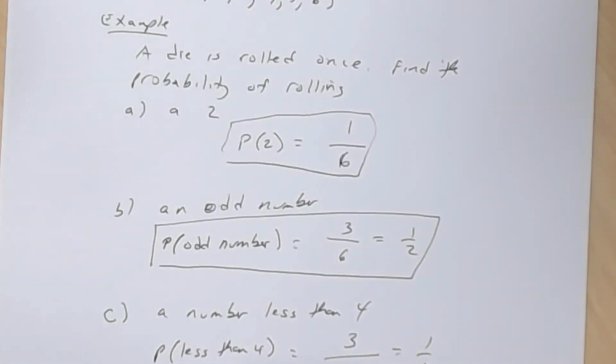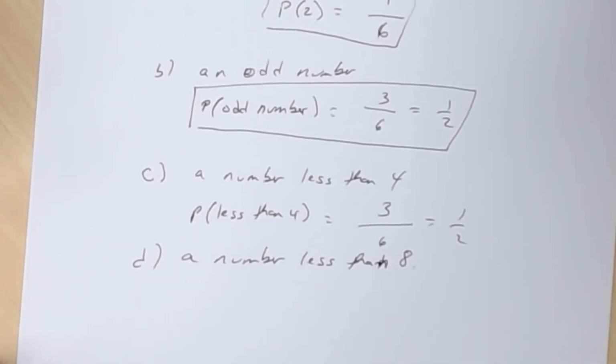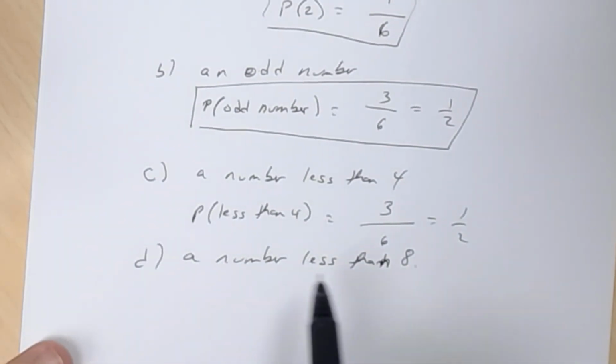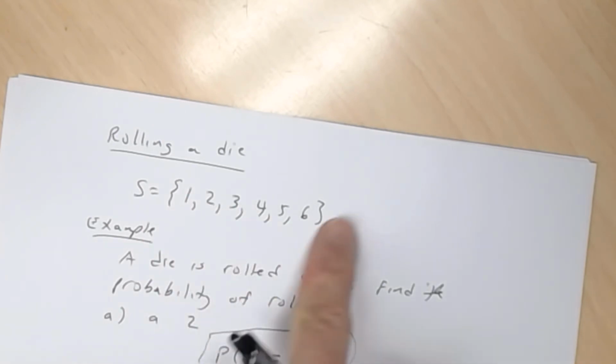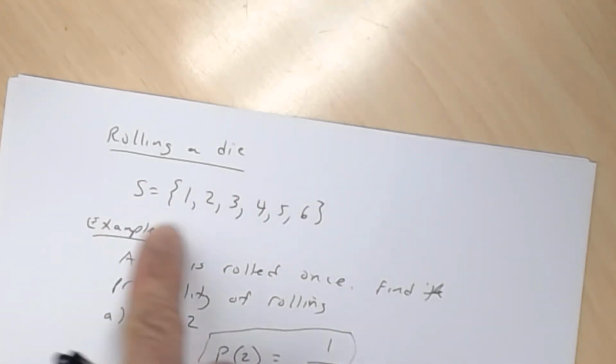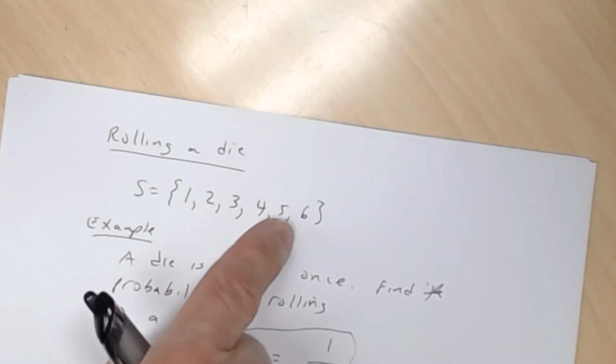What's the probability of rolling a number less than 8? All right, let's talk about that. So my event is rolling a number less than 8. How many of these are in my event, rolling less than 8? Well, all of them, right? 1, 2, 3, 4, 5, 6.